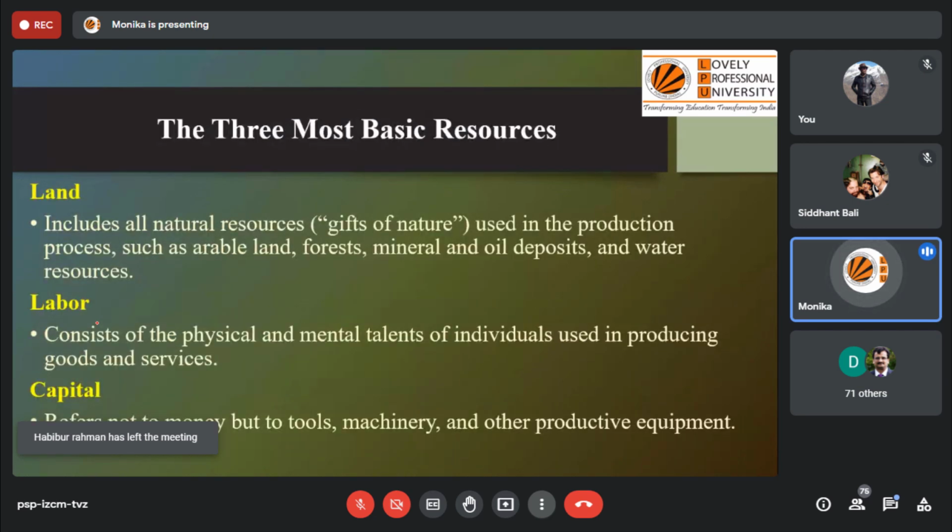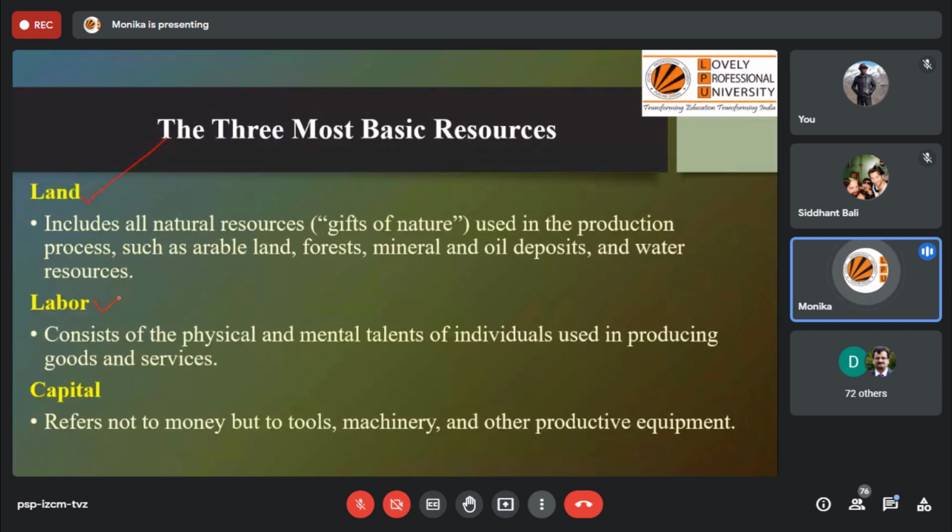Now, the basic resources, if I discuss with you, are of three types. We need land, which is the first requirement for any project. The land requirement is there, right? It includes all natural resources used in the production process: arable land, forest, mineral and oil deposits, water resources, everything comes under land resources. And the labor resources, which we also shared yesterday. Labor is the physical and mental talent or effort required by individuals to produce the good or service or to construct the structure, right?